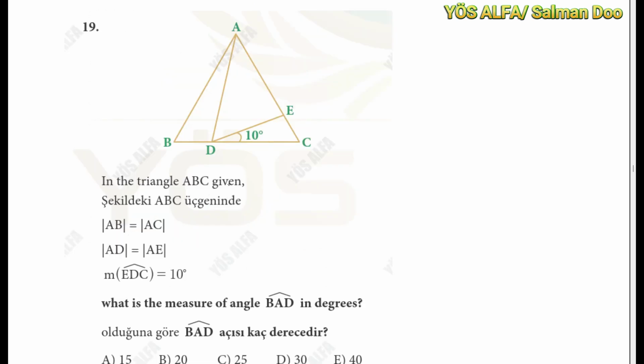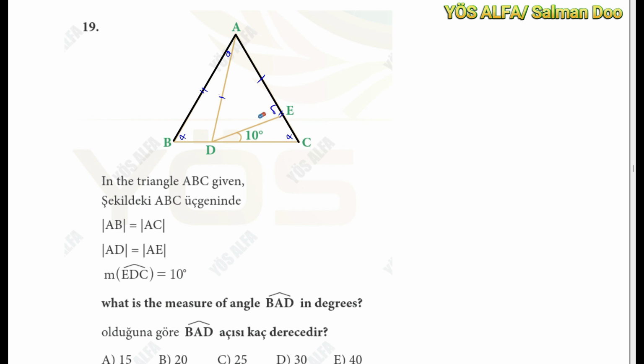19. In the triangle ABC, AB is equal to AC and AD is equal to AE. This side and that side are the same. And EDC is 10 degrees. What is the measure of angle BAD? This angle is asked. So we have two isosceles triangles here. If this is alpha, that is also alpha. And we have another isosceles triangle over here. So if this is delta, that's also delta.